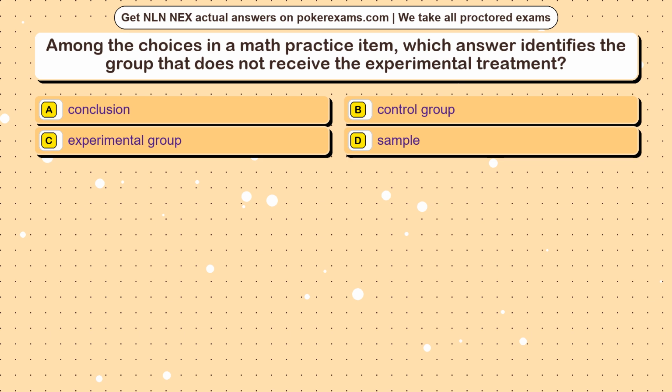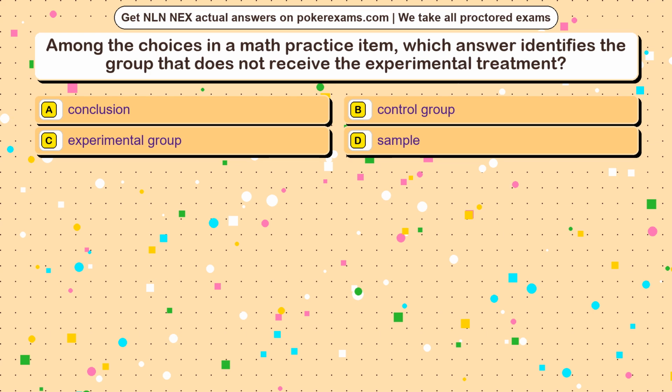Question 15. Among the choices in a math practice item, which answer identifies the group that does not receive the experimental treatment? Option A, conclusion. Option B, control group. Option C, experimental group. Option D, sample.